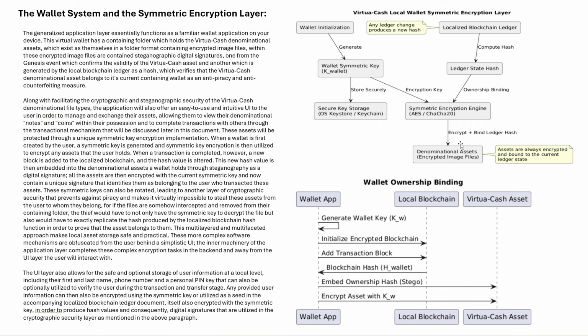So to simplify that a little bit more, you have a symmetric key, and the symmetric key is used to encrypt everything inside of your wallet, and all the things that belong to you inside of the application, all its containing folders. When changes are made to your blockchain, these hashes are then also encrypted, and this encryption creates a signature that is then put into your asset.